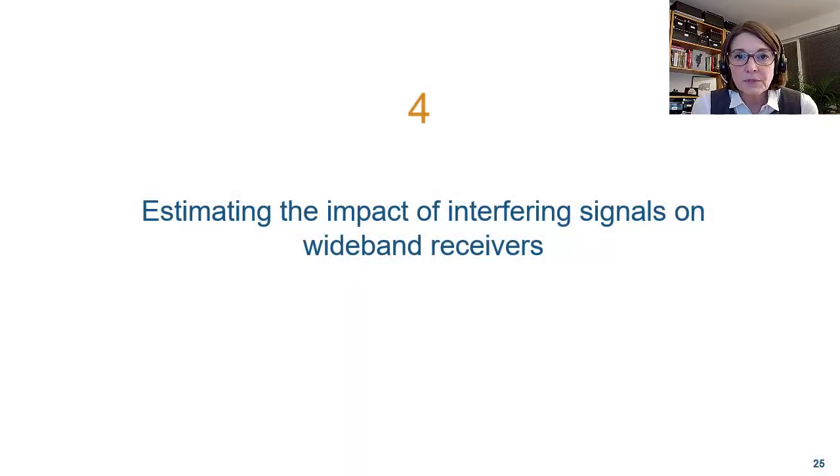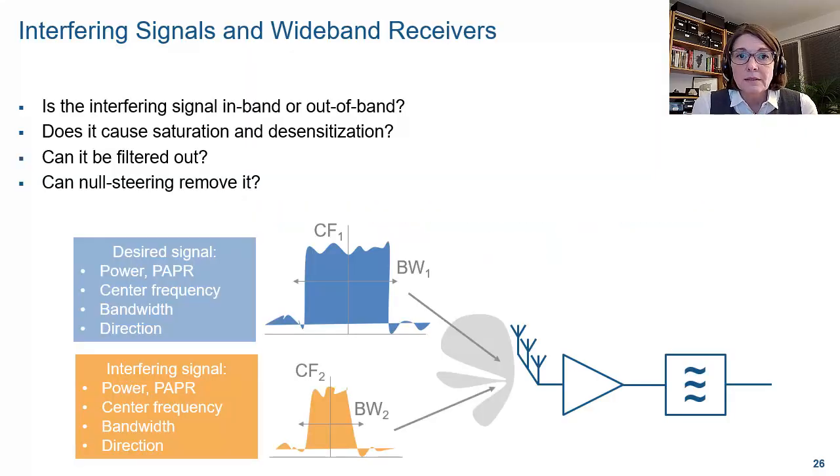From undesired emissions on the transmitter, let's move to the reciprocal problem and estimate the impact of interfering signals on wideband receivers. This is the fourth class of impairments that we will see today that affects millimeter wave systems. Interfering signals are particularly dangerous for wideband receivers because they might cause saturation and desensitization. In particular, they might raise the noise floor and reduce the signal-to-noise ratio to the point that your receiver will not be able to recover the desired information.